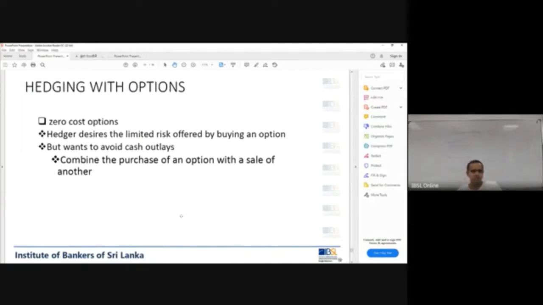Next one is zero cost options. Now, remember the straddle? You went long call, long put. But what if you had gone long call, short put, or the other way around, short call, long put? You're combining two types of options. When you buy a call option, you have to pay the call option premium, and when you sell a put option, you receive the premium. Right? So that's called a collar. Then if the call option premium is equal to the put option premium, you break even.